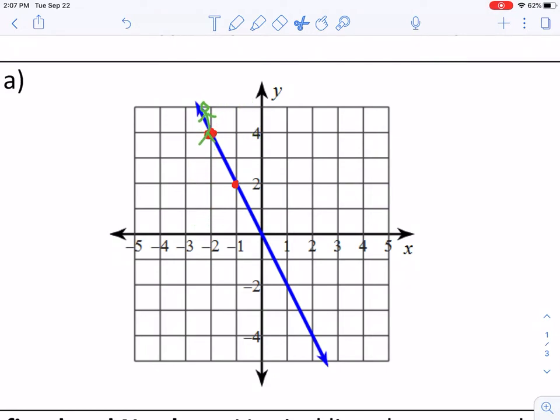So I'm going to walk down 2. So I'm going to go boop, boop, boop, boop, boop, boop. And now I can go right 1. So that's how I'm counting my slope. My rise was -2 because my person had to move down. My run was +1.